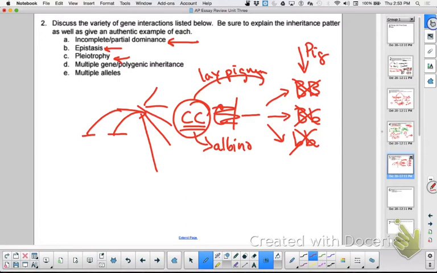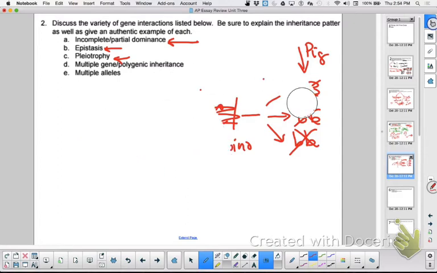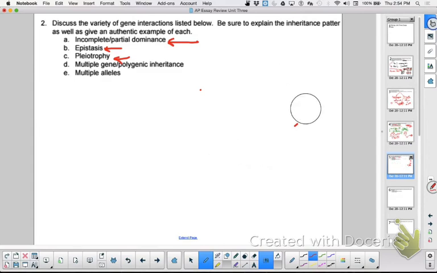Okay, multiple genes are polygenic inheritance. What are some polygenic traits that we looked at? Blood type? No, that's multiple alleles. That's okay. We already did one already. Skin color was polygenic. I told you intelligence was polygenic, right? Where multiple genes are coding for one single trait.